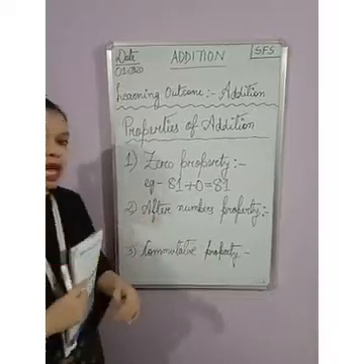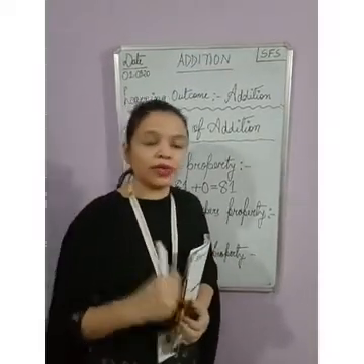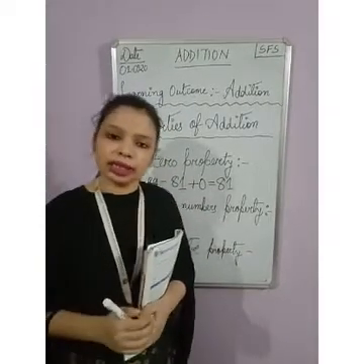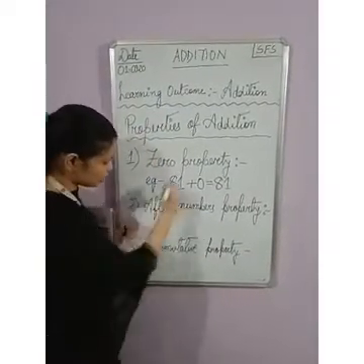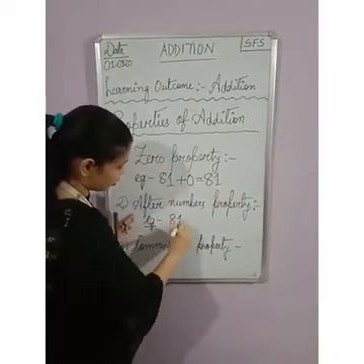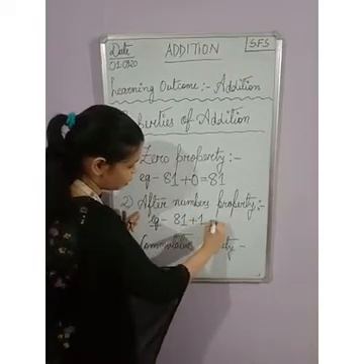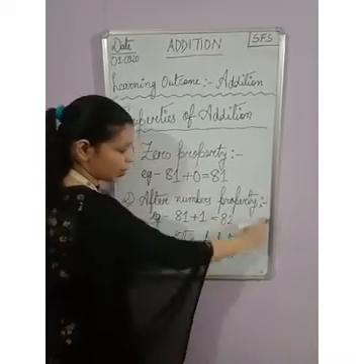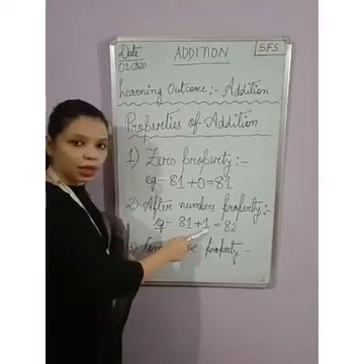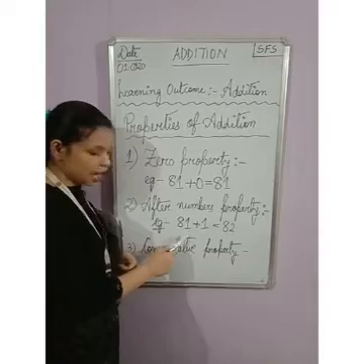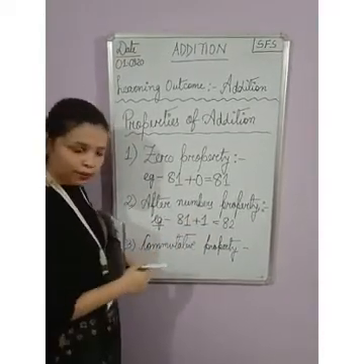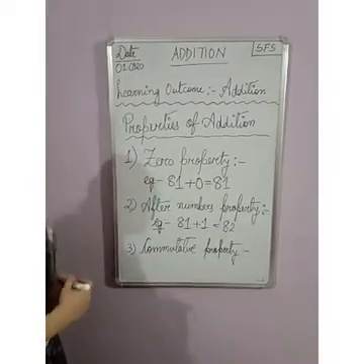The second is the after numbers property. If we add 1 to any number, we get the number that comes just after it. Suppose I take the same example here: 81 plus 1 equals 82. You can make a little chart and find out. When we add 1 to any number, we get the number just after it. So what comes after 81? 82.